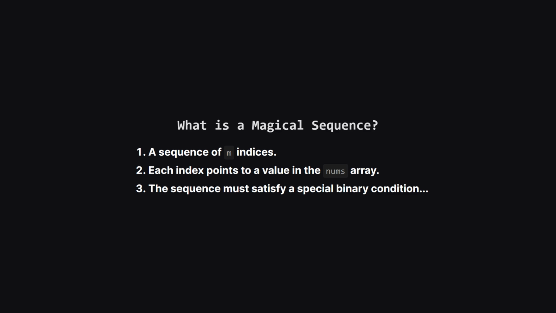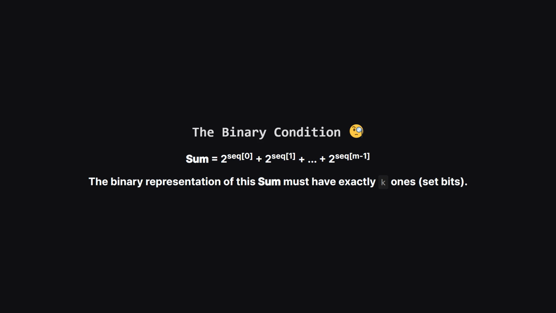Okay, so a magical sequence is basically a list containing m items. Each of these items is an index that we can use to look up a number in the nums array. For example, if m is 3, a sequence might be 0, 5, 2. The magic, as you might guess, comes from that third point, a special condition involving binary numbers. This is the heart of the problem.